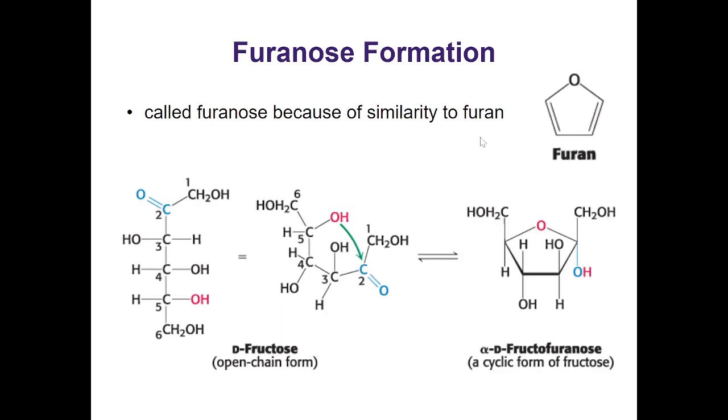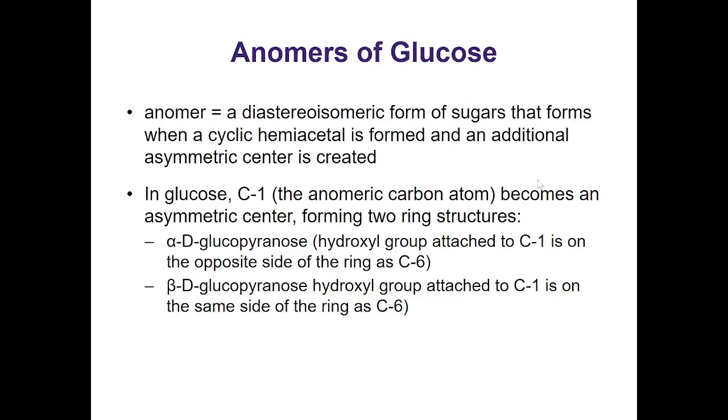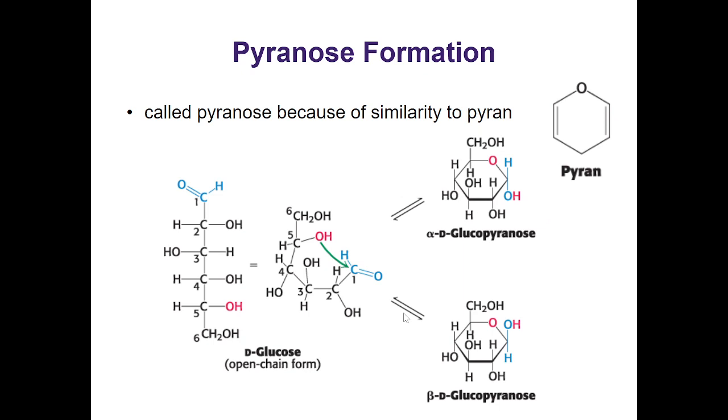Okay. So again, remember the alpha, the hydroxyl on the C1 is on the opposite side of the C6. The beta is going to have the hydroxyl on the C1 on the same side as the C6. And that's what you're seeing right here. See, that's the C6 right there. That's the hydroxyl group, and they're on the same side. Okay, does anybody have any questions?